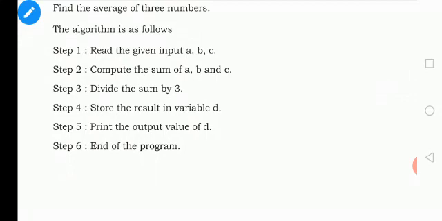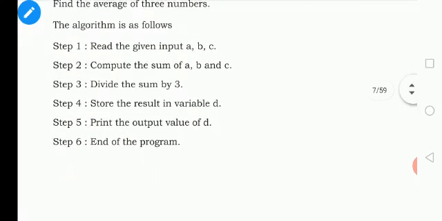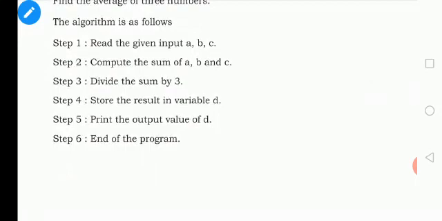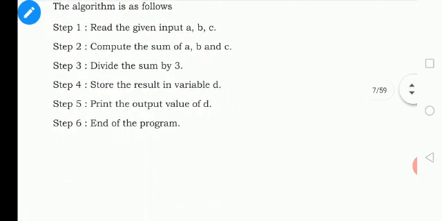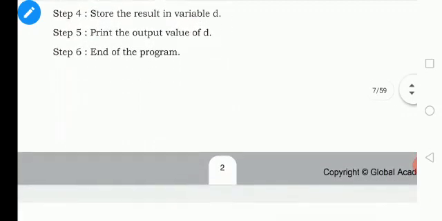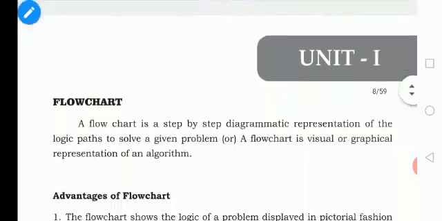Okay, so step 1, read the given input A, B, C. Compute the sum of A, B, C, divide the sum by 3, store the result in variable D and print the output value of D. At last we have to end the program. This is a simple example for algorithm.